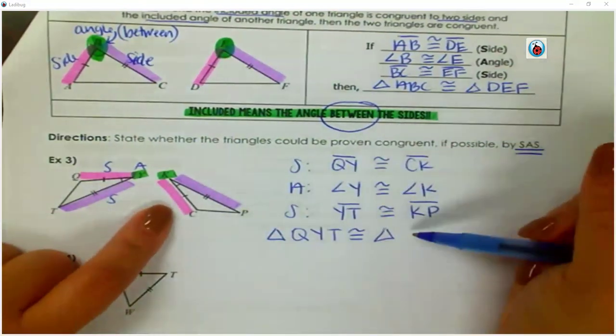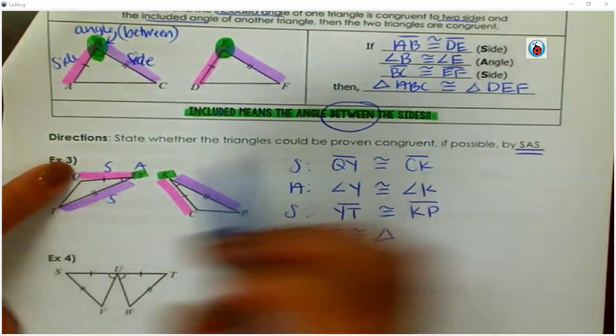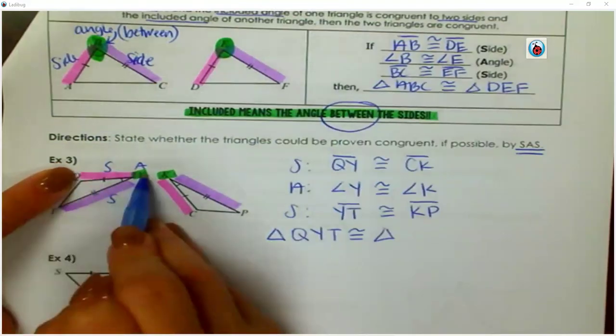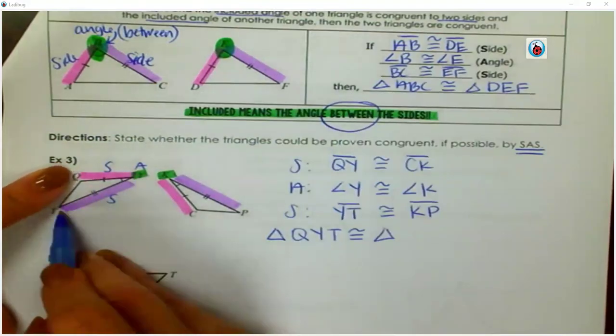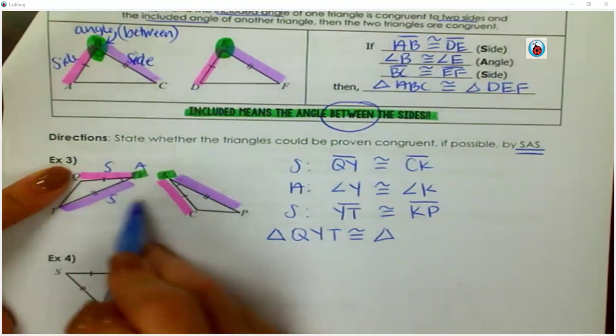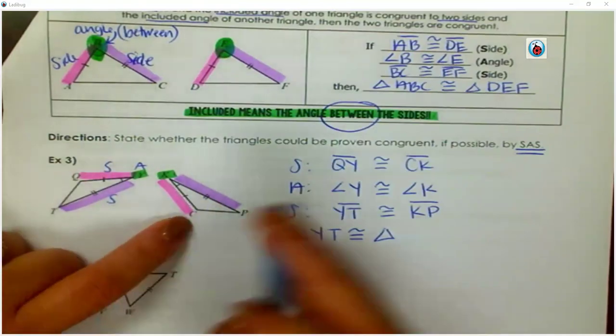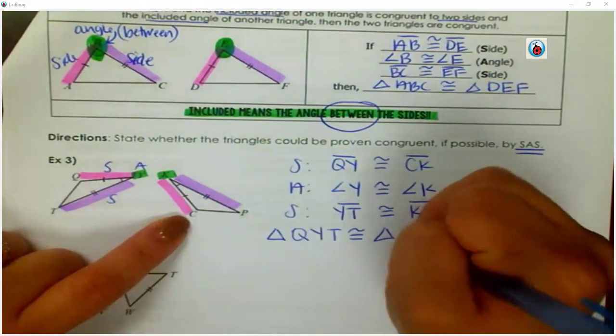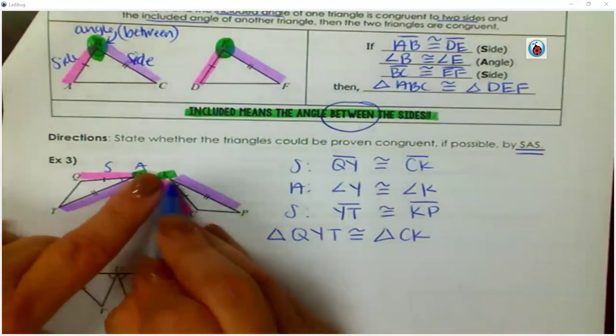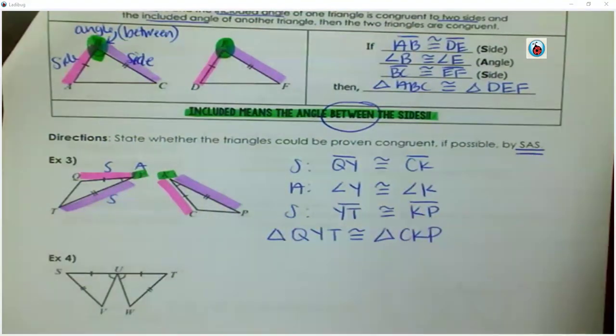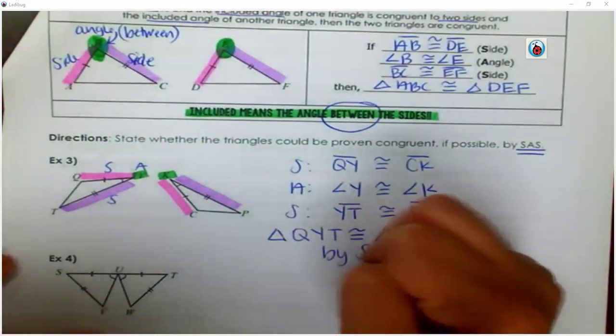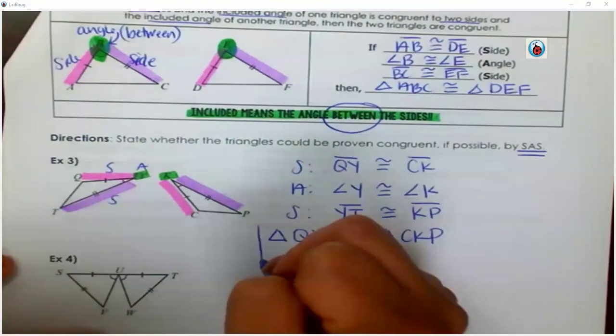All right, well, here's where I have to make sure the order's correct. I went Q to Y, which is my pink. Then I went Y to T, which is my purple. I have to do that same process here. So I'm going to start with C to K, which is my pink, and then K to P, which is my purple. So it should be CKP by side angle side.